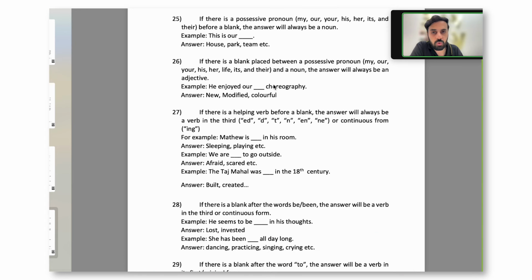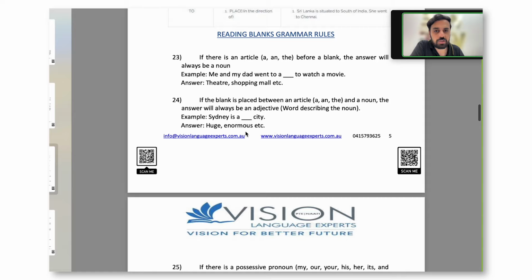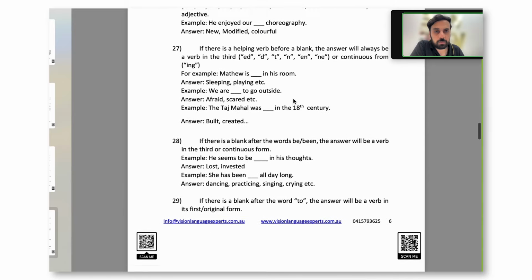Okay, so over here, he enjoyed our dash choreography. He enjoyed our new choreography, modified choreography, colorful choreography. Okay, so whenever you have a blank and then a noun, most of the time before that particular noun, it's going to be an adjective. Okay, as we have seen in this rule and as we have seen in this rule as well. Okay, but moving on to the next one now.